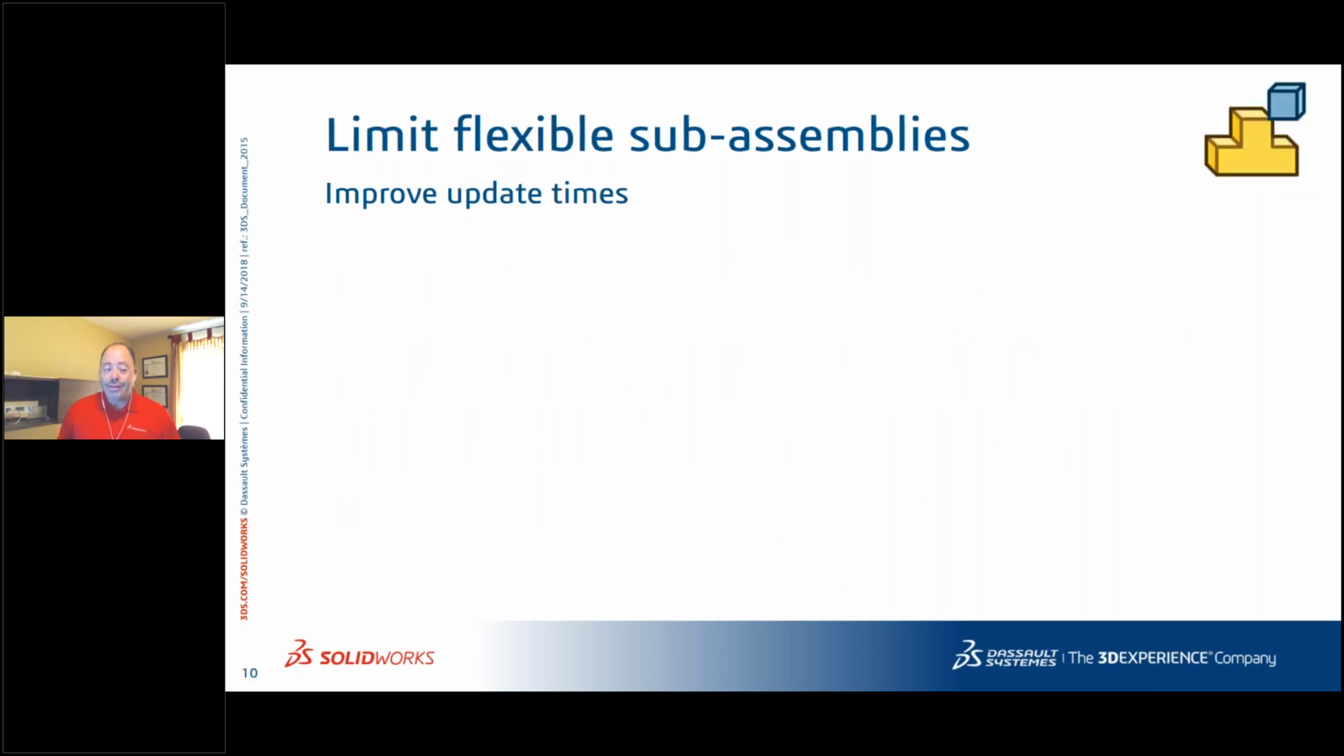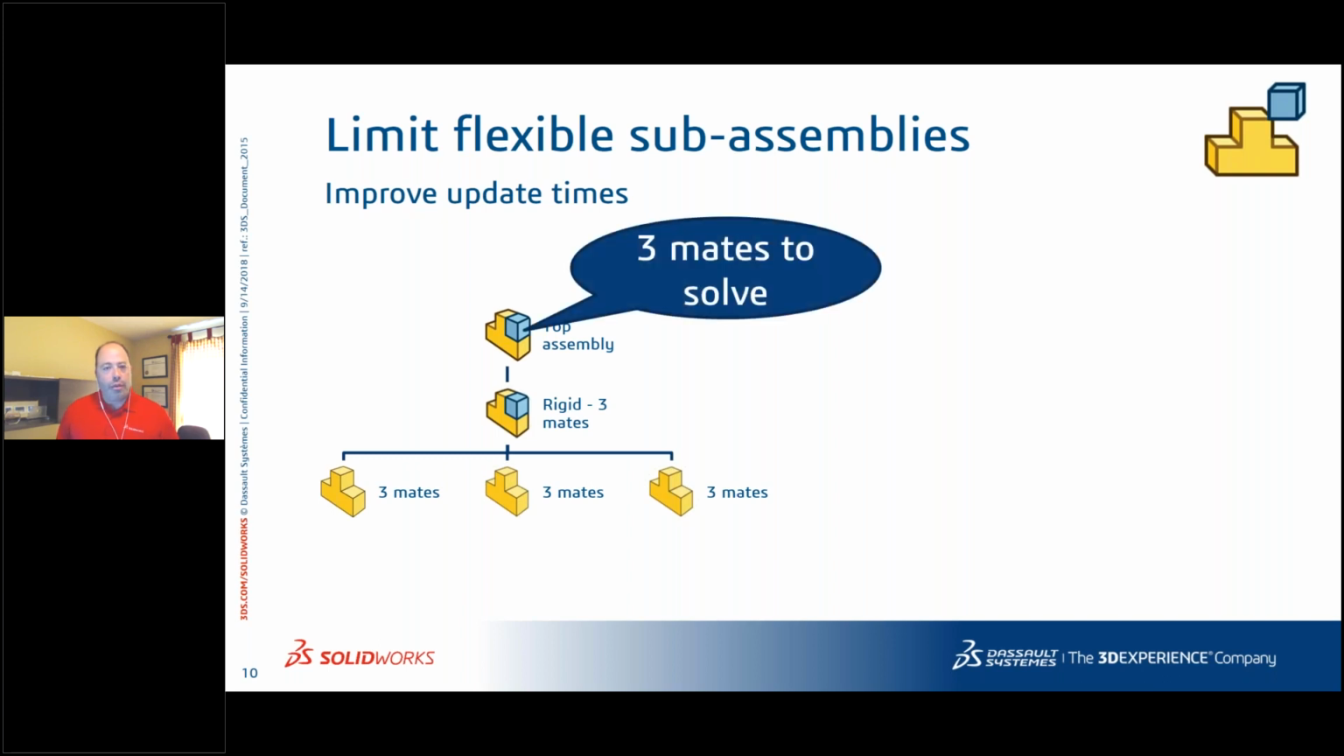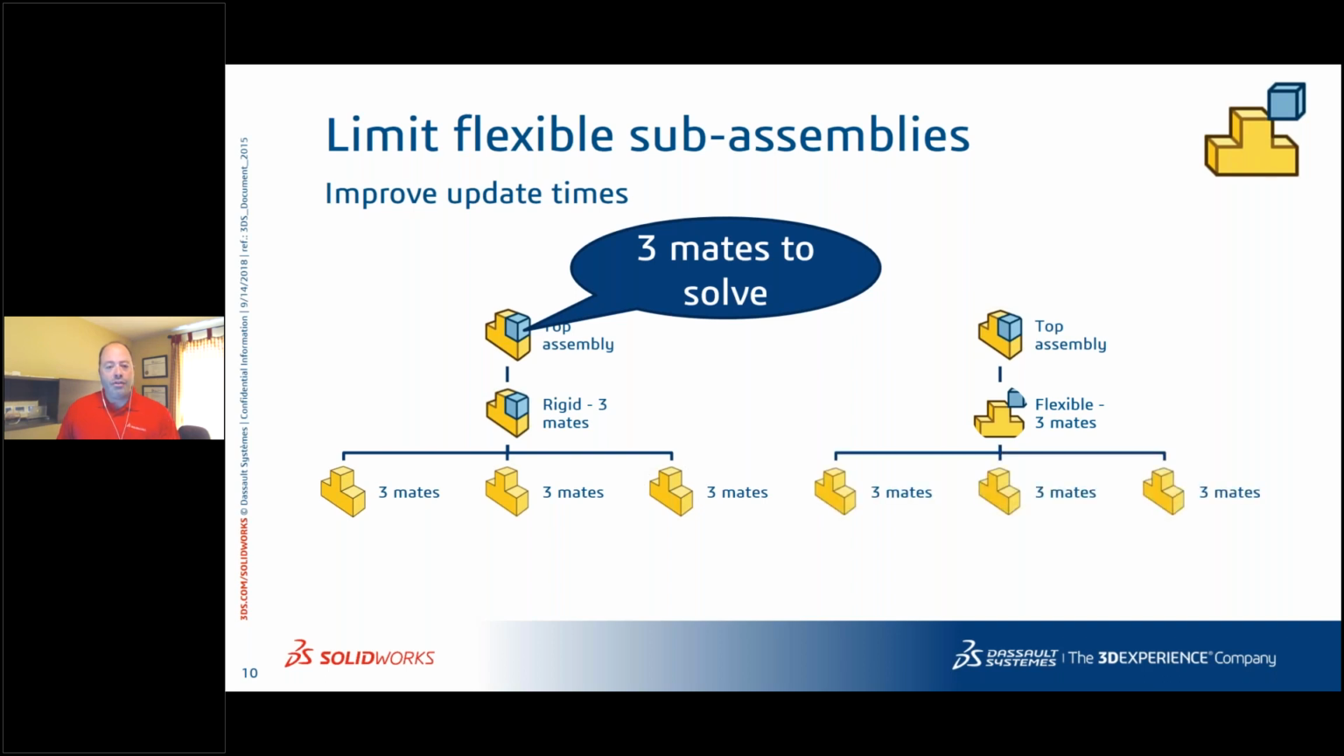Now, by contrast, flexible subassemblies are great. You have to be careful though. I'm going to take this very same example. I got my top assembly, rigid subassembly, 3 parts, 3 mates each. We just went through that, 3 mates to solve. Let's turn that subassembly from rigid to flexible, see what happens. Same structure, exactly same structure, top assembly. This time I got a flexible subassembly with 3 mates, and I've got my 3 parts.